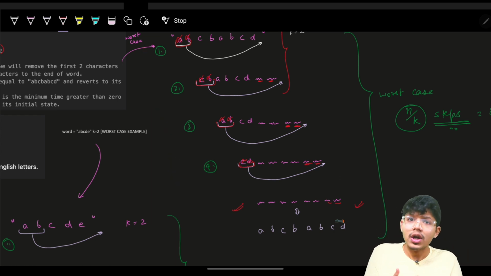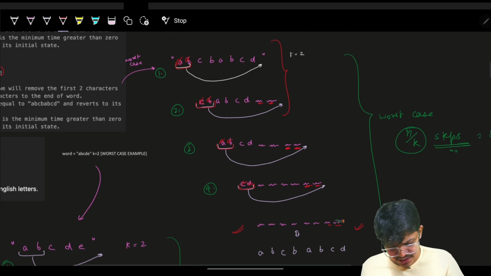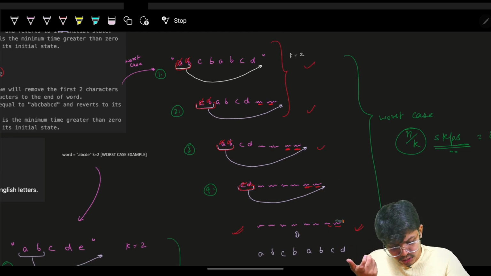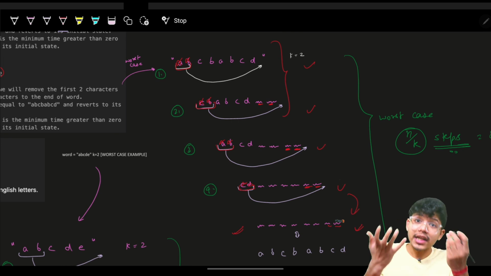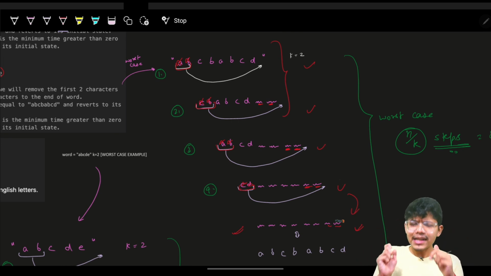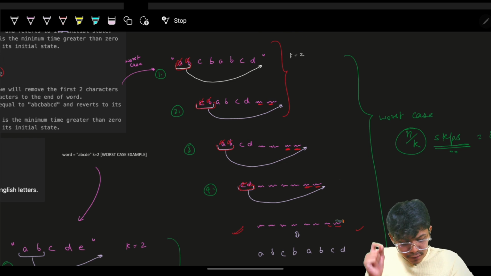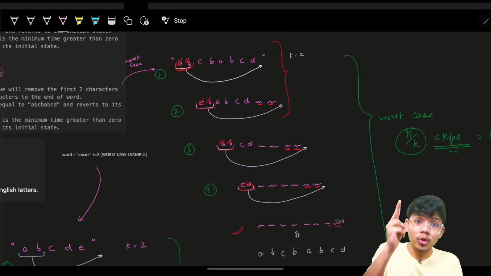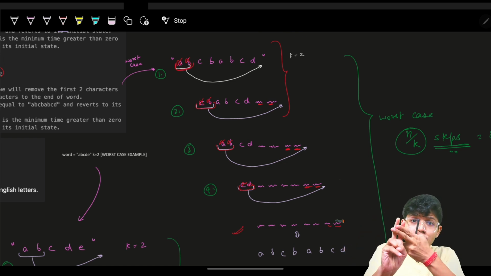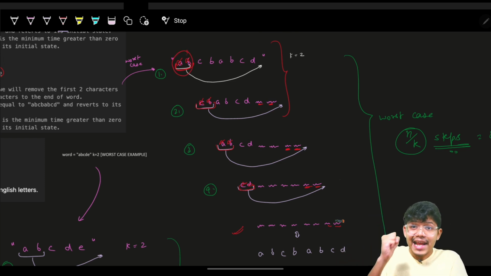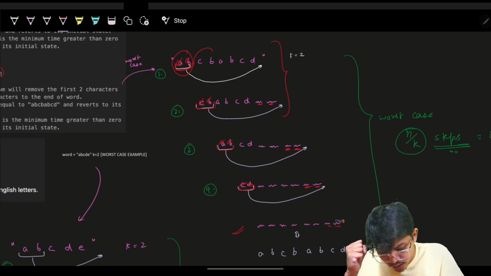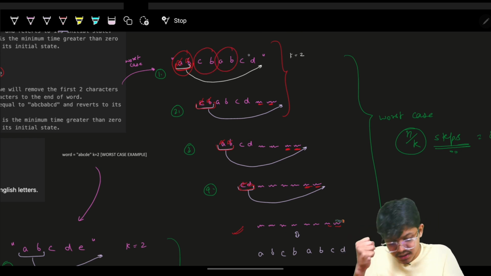So if I ask you how many operations were there, you will say simply, I can easily see it is 1, 2, 3 and 4. In 4 operations, you actually made the entire string blank. So in mathematical terms, what can you say? In the first operation, you removed 2 characters. In the next operation, other 2 characters are removed. In the next operation, other 2 characters are removed. In the next operation, other 2 characters are removed.